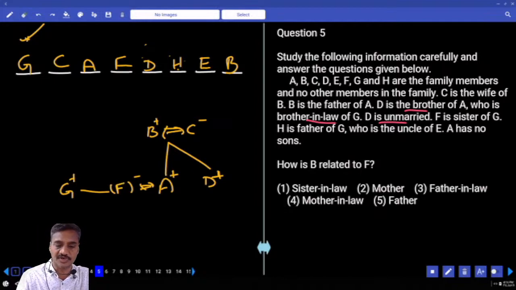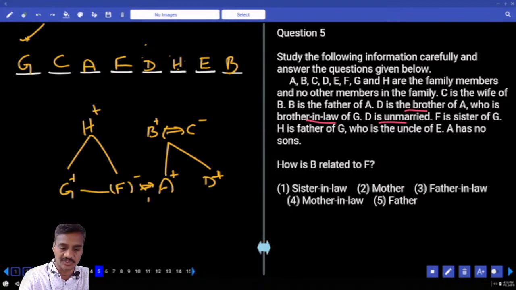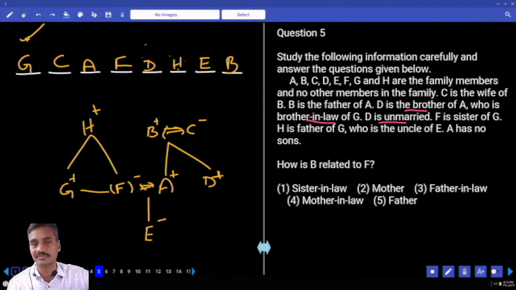And H is the father of whom? H is the father of G, and so these 2 persons' father is H. G is the uncle of E, and C must be the child of A and F. A has no sons, and E is a female. Clear? Then how is B related to F?